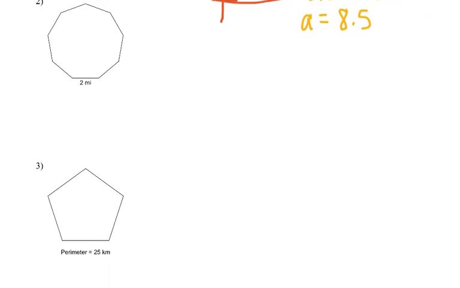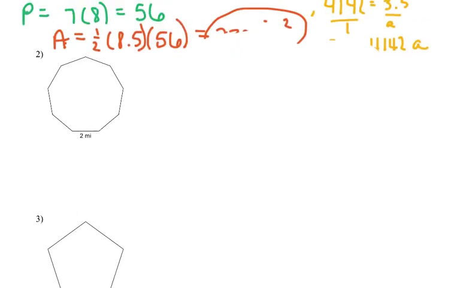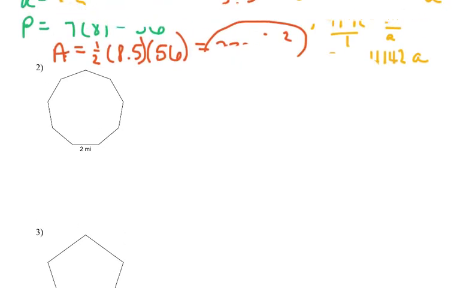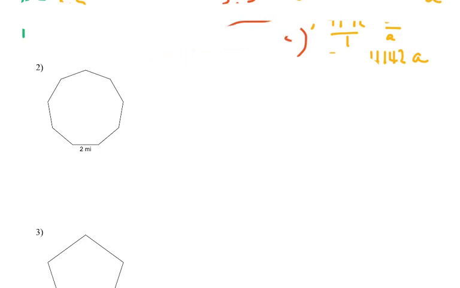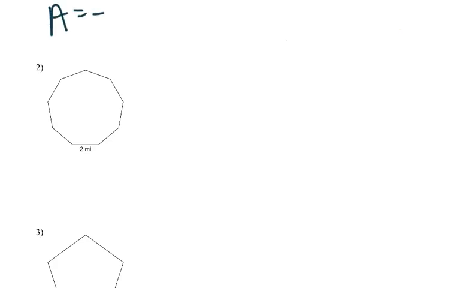Alright, in example number 2, get rid of some of this stuff up here. We have, how many sides do we have on this one? 1, 2, 3, 4, 5, 6, 7, 8, 9. It looks like we have a nonagon. Alright, so remember that area is equal to 1/2 AP.